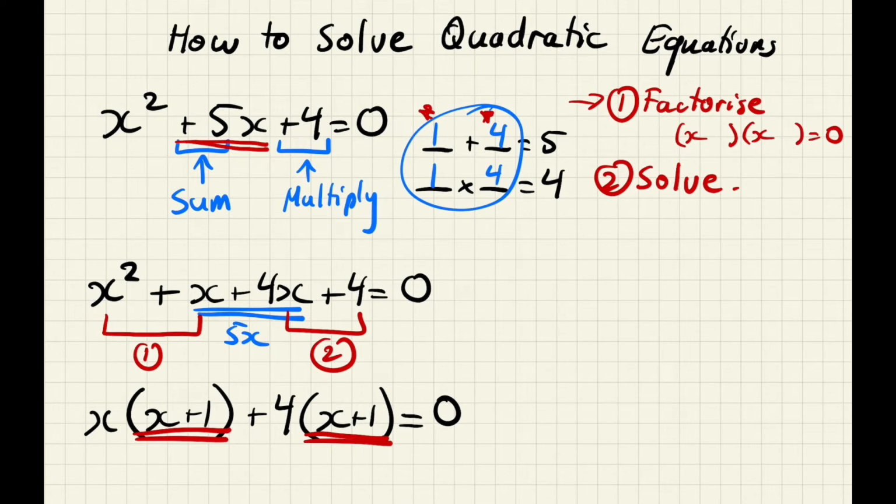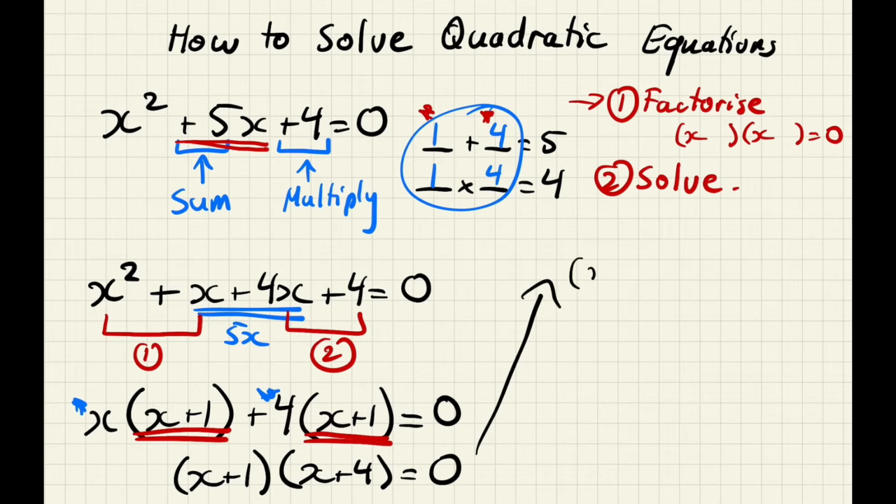What we're going to do next is take out the x plus 1, and then in brackets, we're left with the x and the positive 4, which are on the outside of the x plus 1. So we have x plus 4 in here, and of course, that's still equal to 0. Now let's get that equation written down again. The next thing we do from here is look at what's inside the brackets, and we're going to equate each of those to 0.